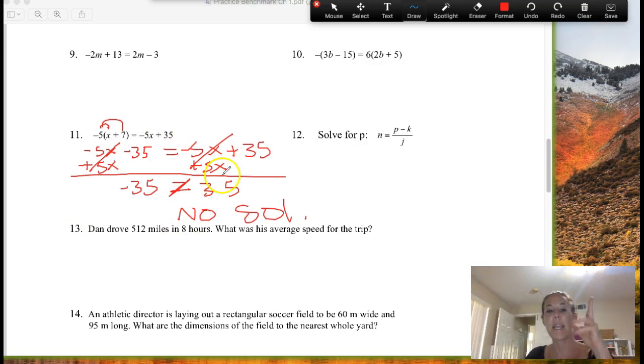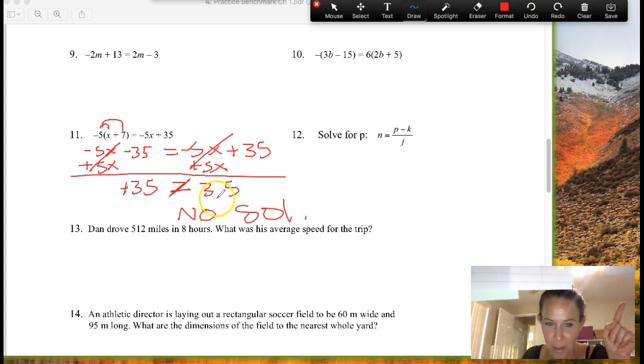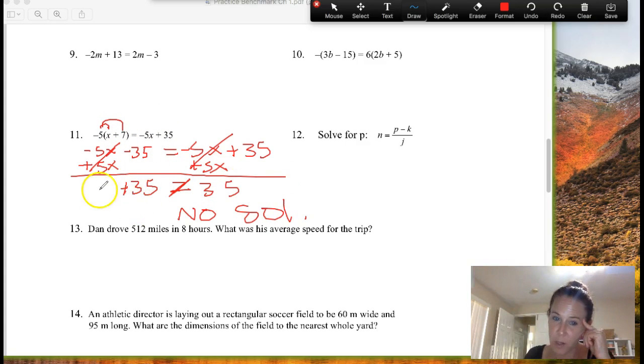Now, had I come up with the solution +35 equals +35, my solution would be all real numbers, because no matter what I put in for x, these would always be equal. 35 would always equal 35, but that's not the case, okay? These do not equal each other. This is no solution.